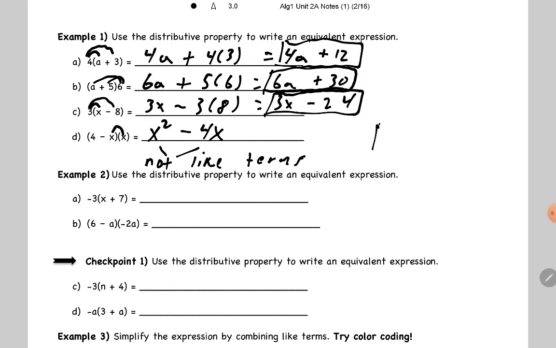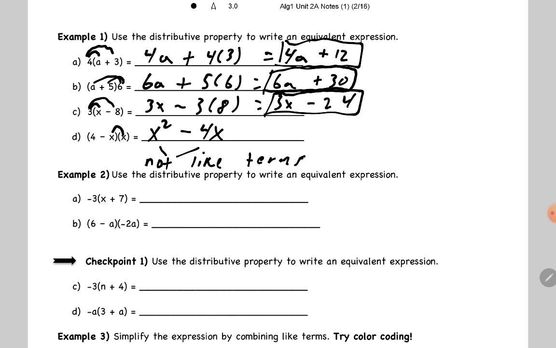The x squared terms, think of them as squares. And then think of x's as rectangles. You can't add them together evenly. Alright, use the distributive property to do some more. Here we go.